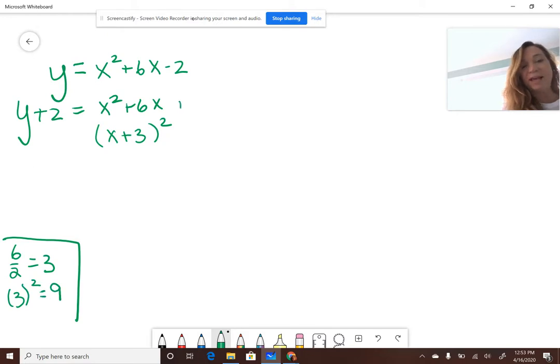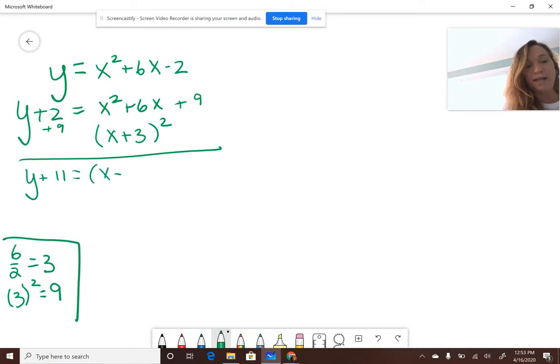And you're going to add the 9 to both sides of the equation. That's how you keep balance, okay? Both sides. So I get this. I get y plus 11 equals the quantity x plus 3 squared. And now you just want to move the 11 back.